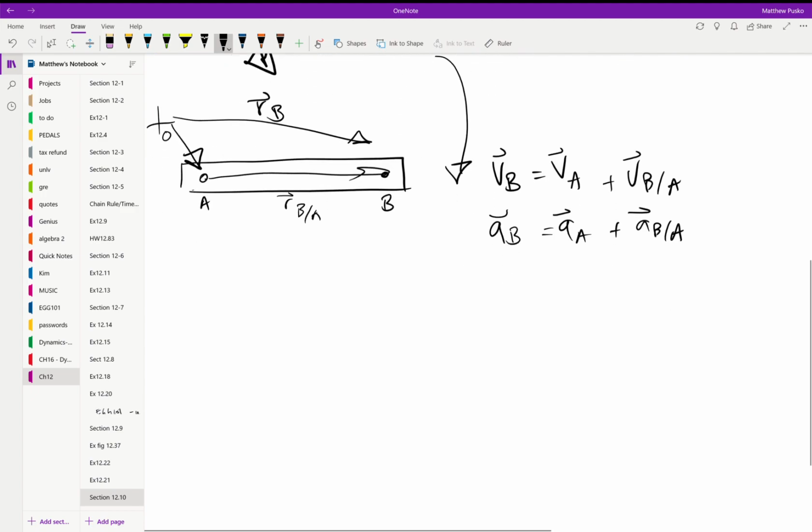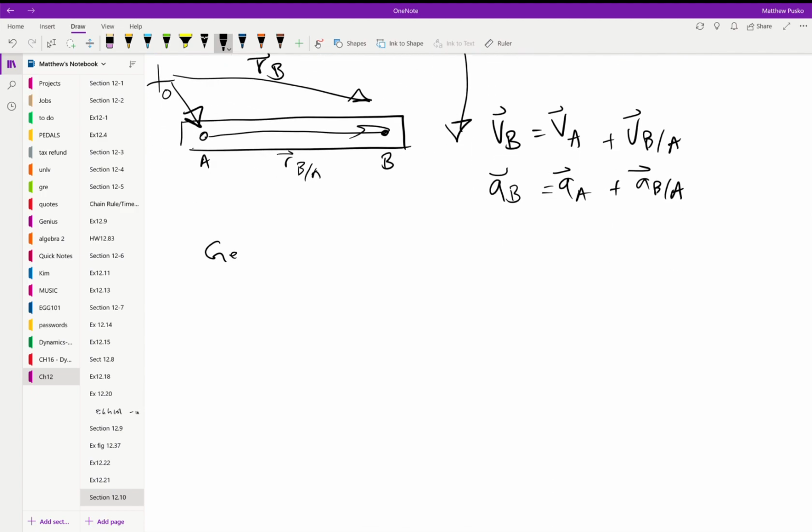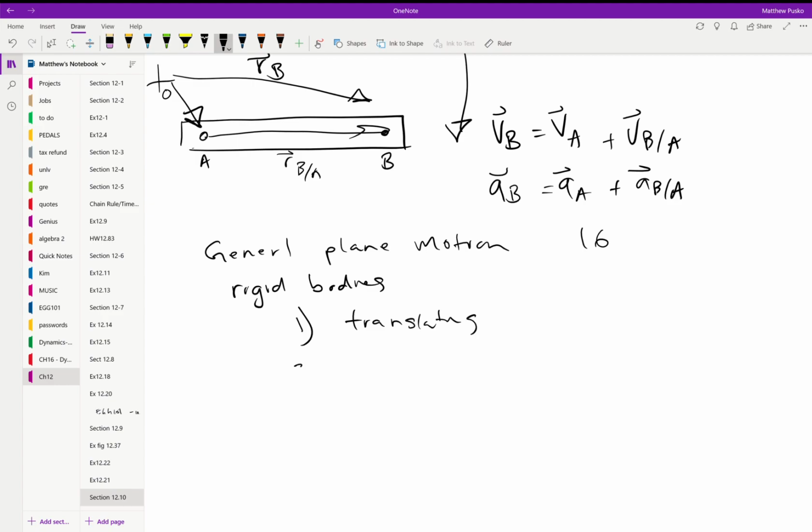Okay, now if we start looking at general planar motion, that'll be chapter 16, when we'll have rigid bodies, and they're going to be doing two things. They will be translating and rotating. Right now we're dealing with point masses, so we have no rotation to deal with, just translation.